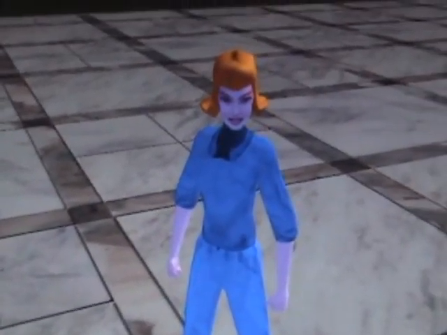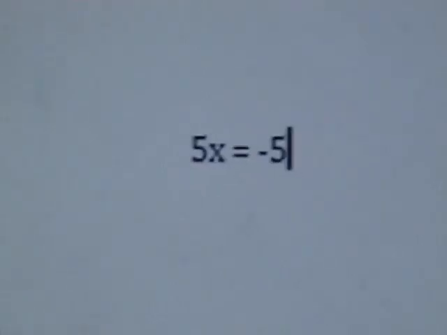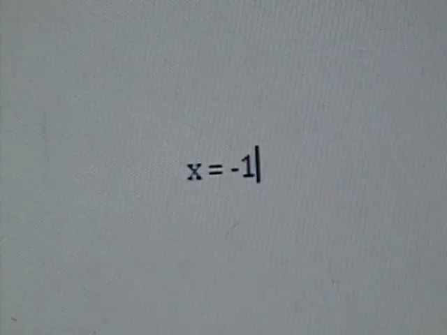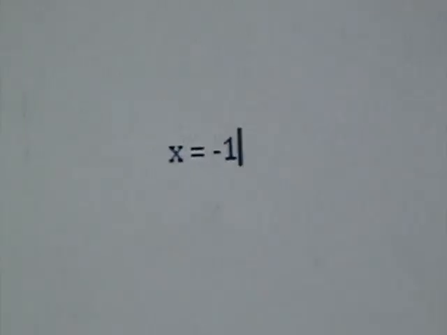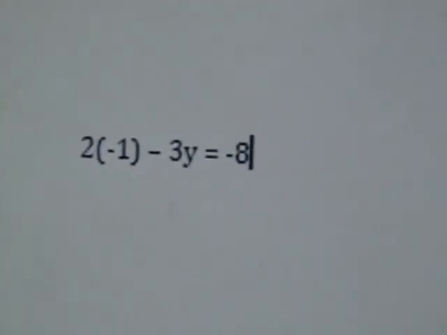Wouldn't that leave us with only one variable? Very good. So what we're left with here is 5x equals negative 5. We solve for x, so negative 5 divided by 5 is negative 1, so x equals negative 1. Then we simply plug in the x value into any of the two problems. So, 2 times negative 1 minus 3y equals negative 8.